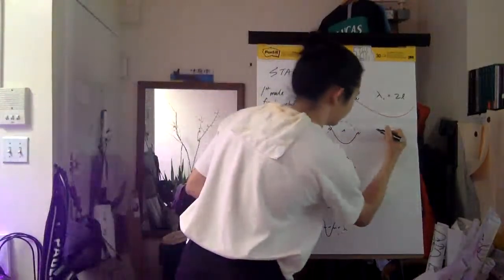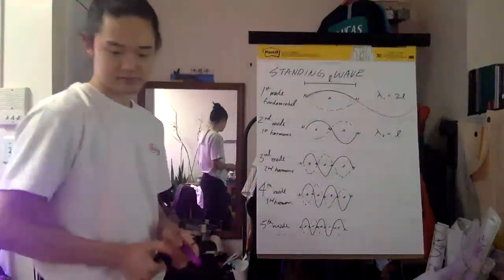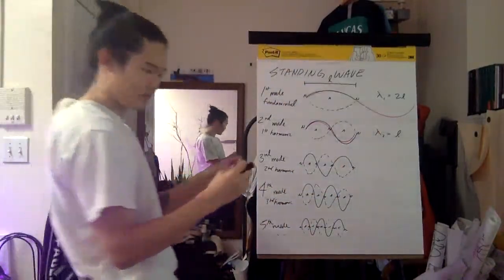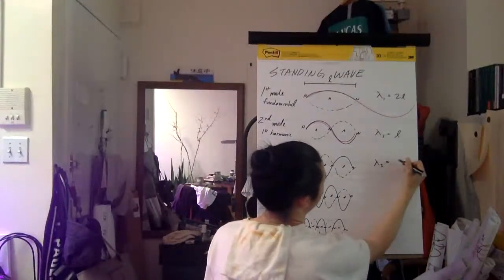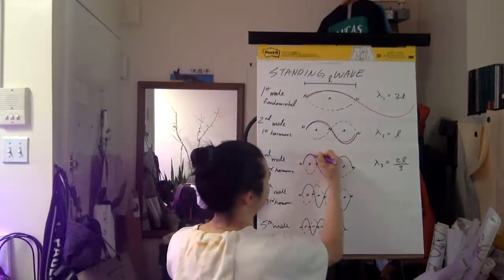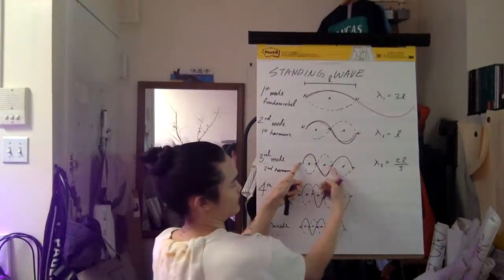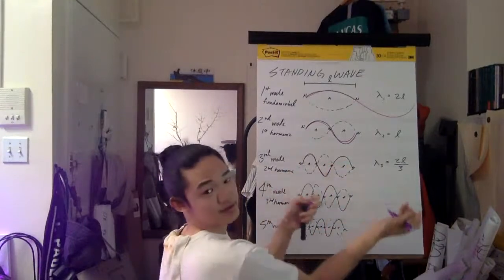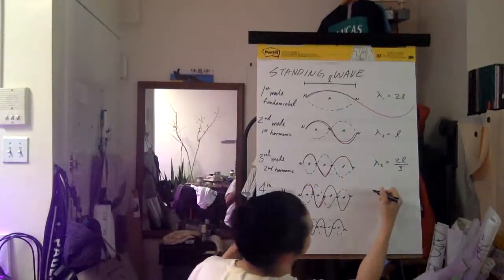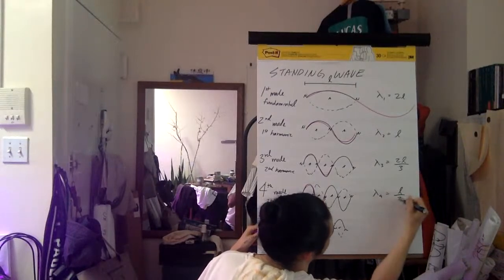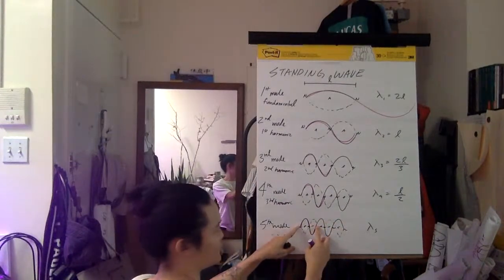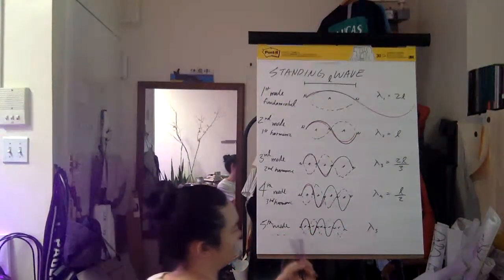The second mode, its wavelength is just L. It's contained, the whole wave is in the string. The third wave, its wavelength is 2/3 L, because if I look at one complete cycle, this is 2/3 of the length of the string. It's 2 humps out of 3. This one, its wavelength is half the length of the string. And for the fifth harmonic, this is 2/5 of the string, so it would be 2L/5.